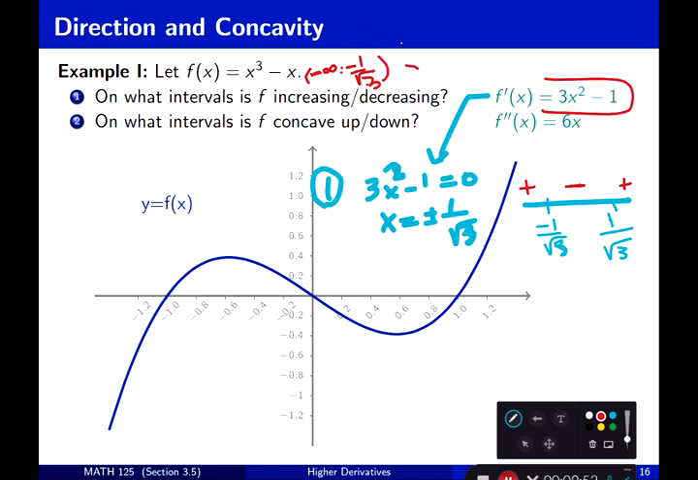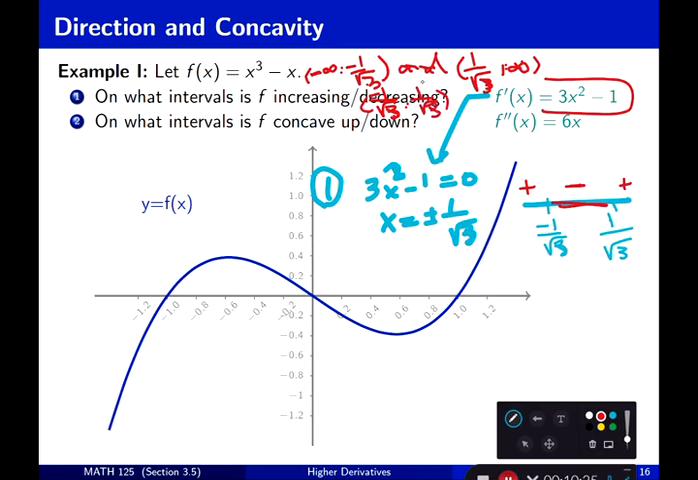And from 1 over square root of 3 to infinity. And it's decreasing on this interval, between negative 1 over square root of 3 and 1 over square root of 3. So that was the increasing, decreasing.